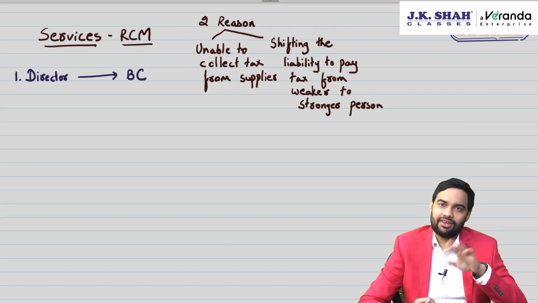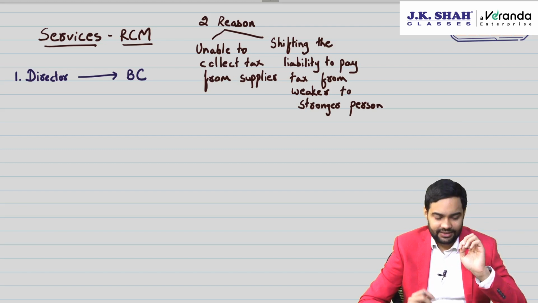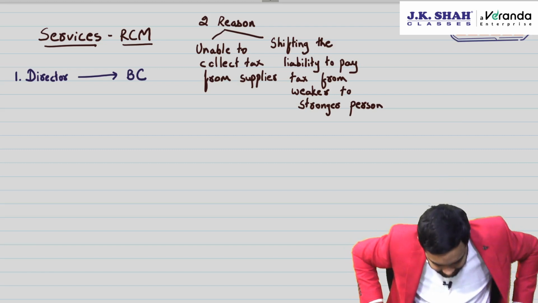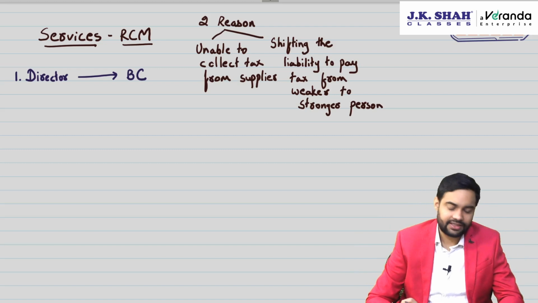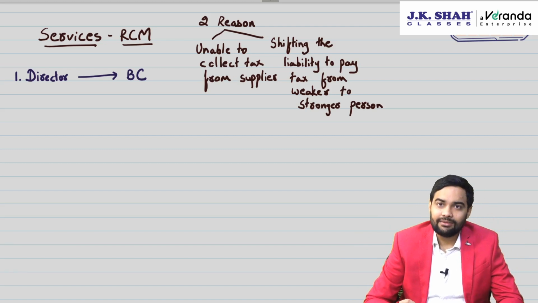The director will have to pay tax under forward charge, because CBIC has clarified that director to body corporate is triggered only when the body corporate is required to pay tax in the capacity of the director providing service. If it is in his personal capacity, then it will not be covered under this entry. It might get covered under some other entry, but it will not get covered under this entry unless and until it is in the capacity of the director.